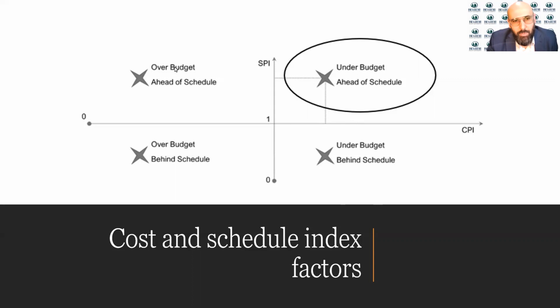Now moving up here to the upper left corner, you will find the SPI is more than 1. However, the CPI is less than 1. So that means that your project is over budget, but you are ahead of schedule. In the last case scenario here, where you have both of them, the SPI and the CPI, less than 1, that means that you are over budget and behind schedule.